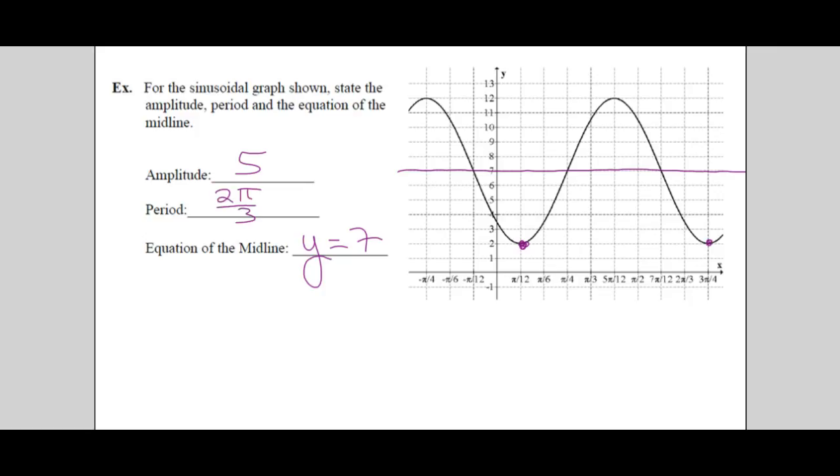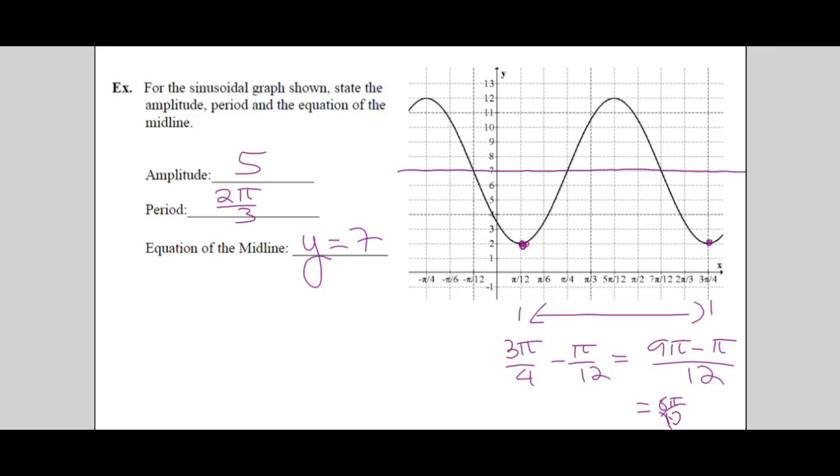Okay, that's by counting. We can also just take the distance between these guys, right? Which will be 3 pi over 4 minus pi over 12. Which is 9 pi over 12 minus pi over 12, just to get the common denominator, right? Which is 8 pi over 12, which is 2 pi over 3. Okay? So you can do it by calculation. If you know the scale, you can just count, right? It's like 1, 2, 3, 4, 5, 6, 7, 8.